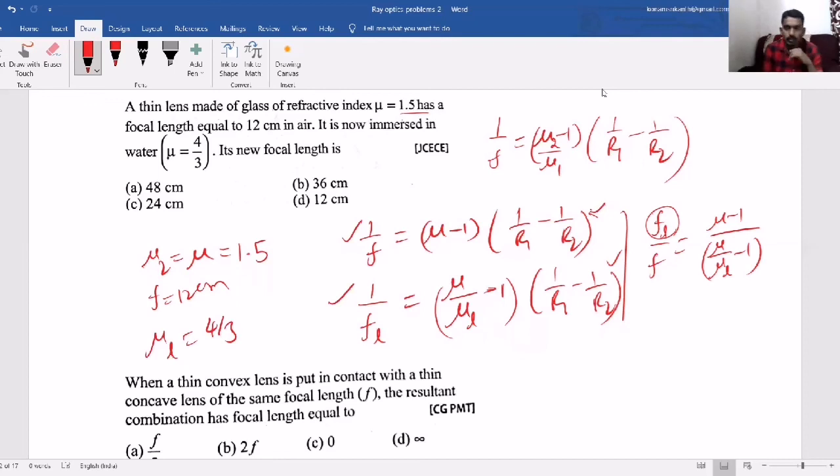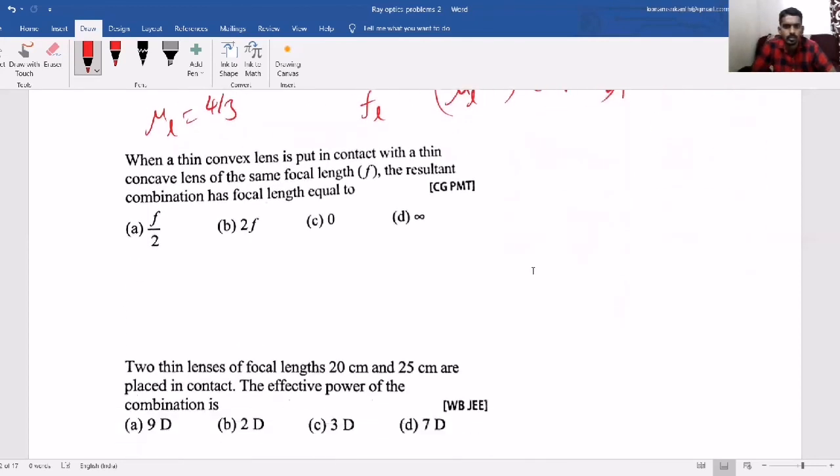4 by 3. So this way, as I said, the focal length of a mirror is the same everywhere. You take it inside the water, inside the air, anywhere, the focal length of the mirror remains constant, but the focal length of the lens changes as the medium changes. As I explained, it may convert from a converging lens to diverging or diverging to converging sometimes. So that is what they based this question on.